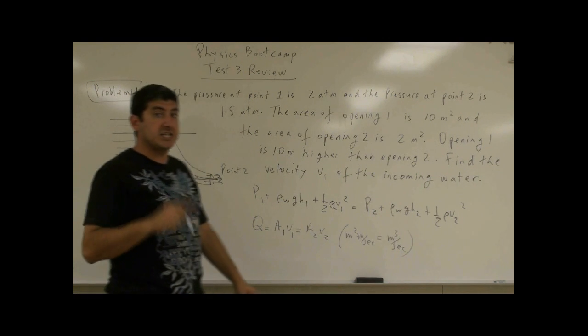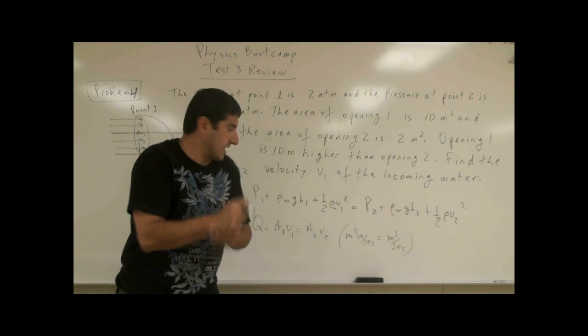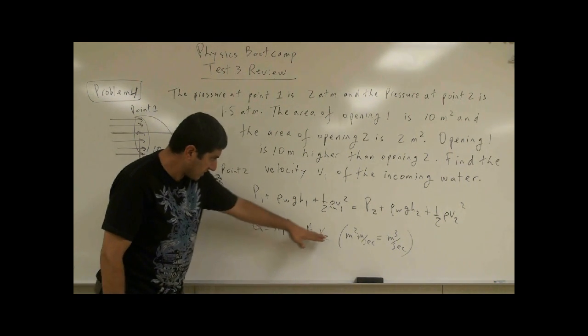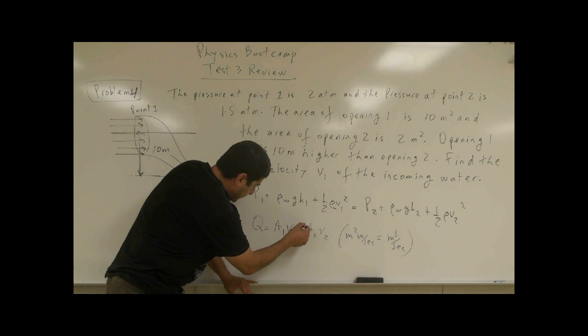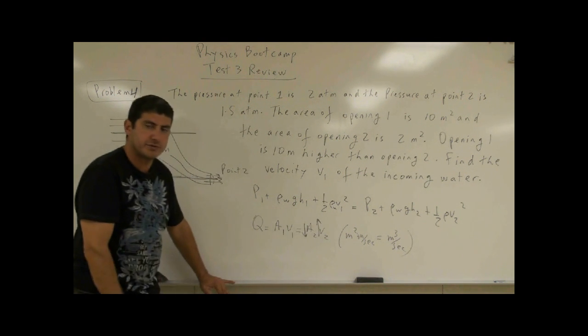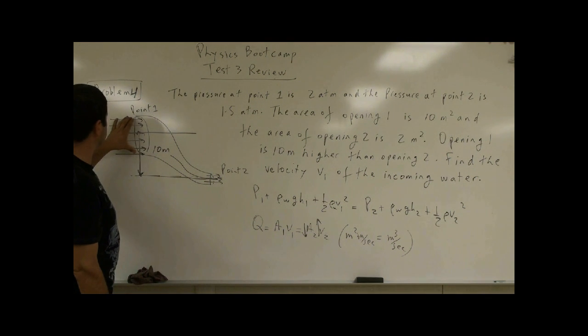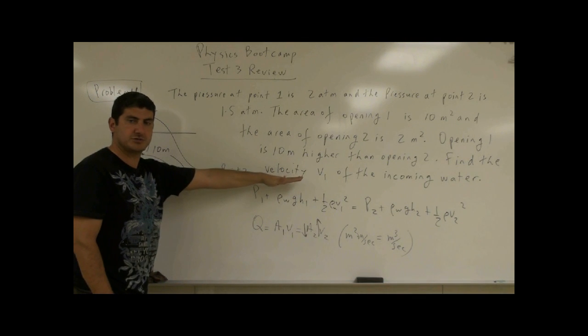So if the fluid is incompressible, it can't be compressed. So what's going to happen? Well, the volume flow rate is going to remain constant, right? So what does that mean? If the area goes down, the velocity is going to tend to go up, right? So when a fluid is made to constrict, it's going to tend to go faster, right?